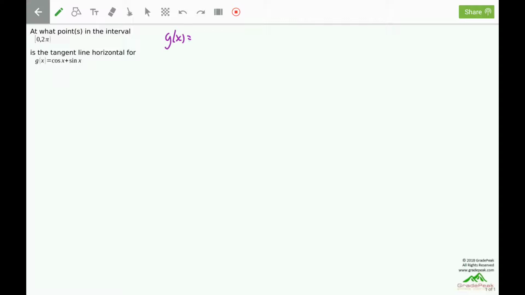Our function g(x) is made up of two terms combined by addition, so the derivative g'(x) can be done in each term independently. The derivative of cosine is negative sine, and the derivative of sine is cosine, and then you add the results together. There's the slope of the tangent line at any x coordinate on the graph.